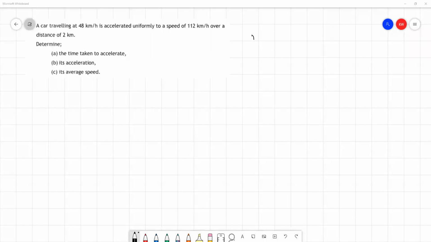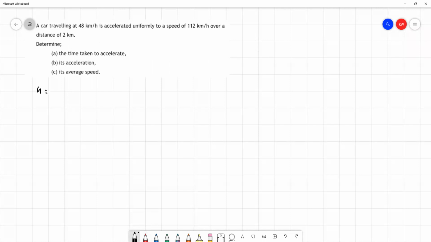This is question 3 from tutorial 1 from Learning Outcome 2, page 14 on the course notes. We've got a question. We've been given a car that's accelerating during this journey, and we've been given some information about it and asked to find out some other information. We'll start by writing down what we know.